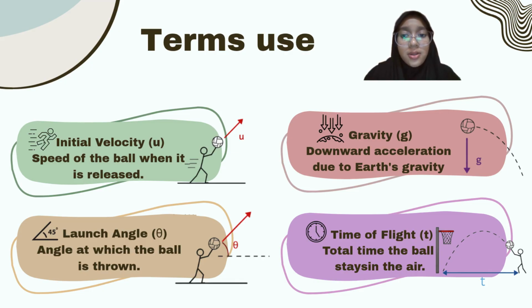Next is gravity, represented by g. Gravity is the force that pulls the ball downward through its motion. Lastly, we have time of flight, represented by t. This is the total time the ball stays in the air before reaching the target or landing. These four terms are really important because they help us analyze and calculate the motion of the ball accurately.